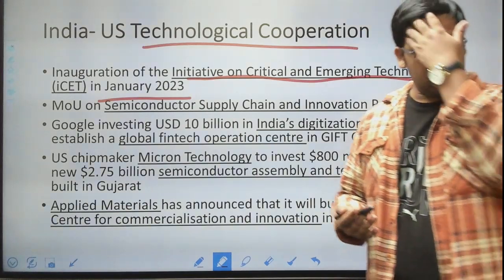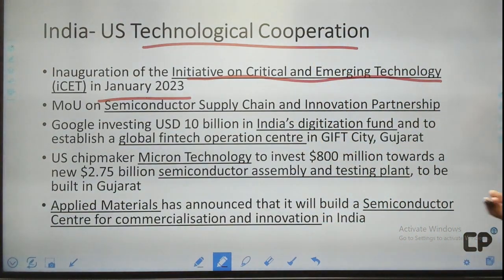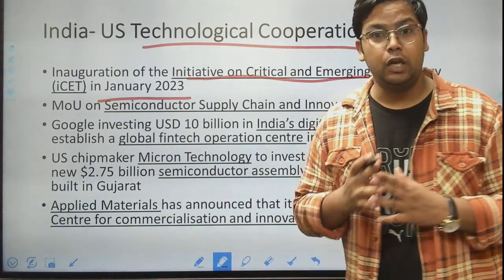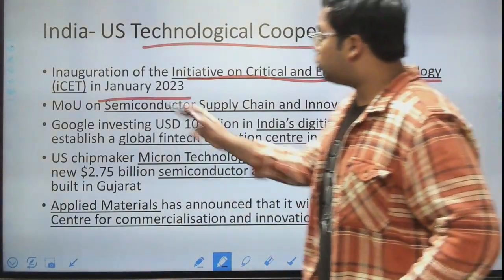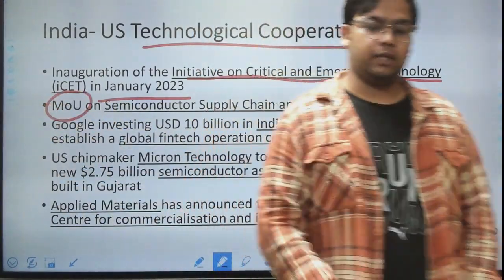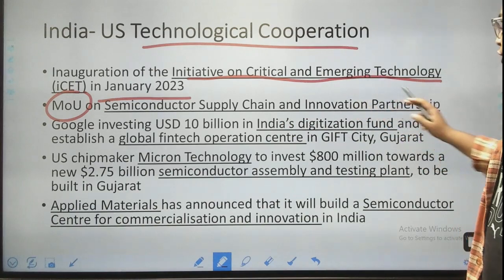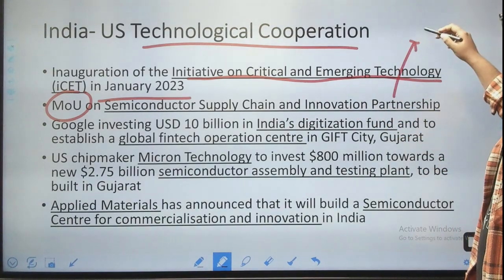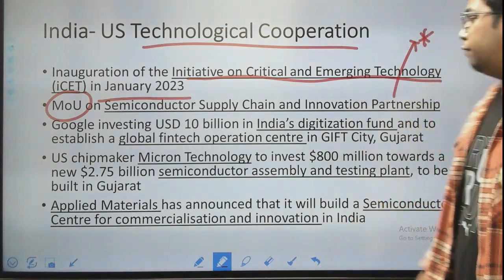We both will come together to develop such a critical and emerging technology, and this has now been formally launched by both of these countries. Apart from this, we have also signed a memorandum of understanding on the semiconductor supply chain and innovation partnership. This is one of the most important developments in this particular visit.